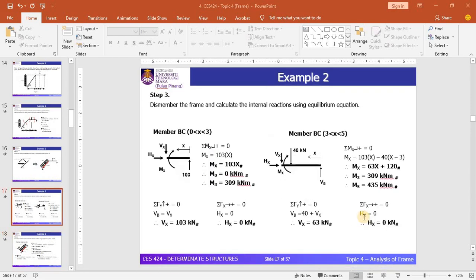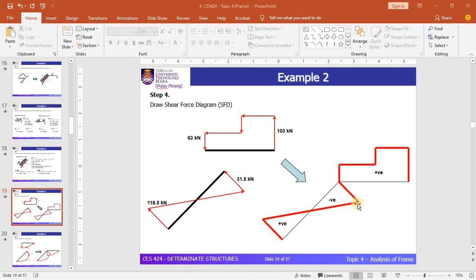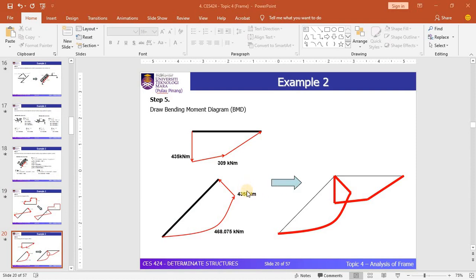You can proceed to draw the shear force, bending moment, and axial force diagrams for the member. For instance, this slide shows the shear force diagram for the beam, and this is the shear force diagram for the slanting member or slanting column. In total, this is the shear force diagram for the frame structure. And this slide shows the bending moment diagram for the frame.